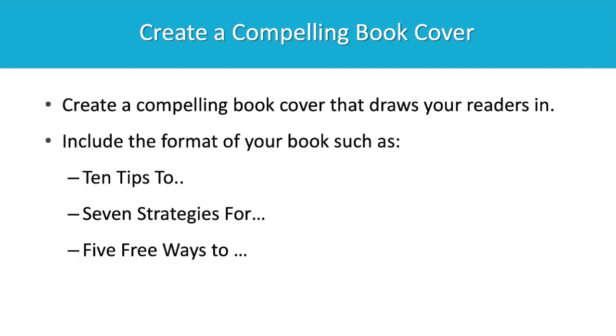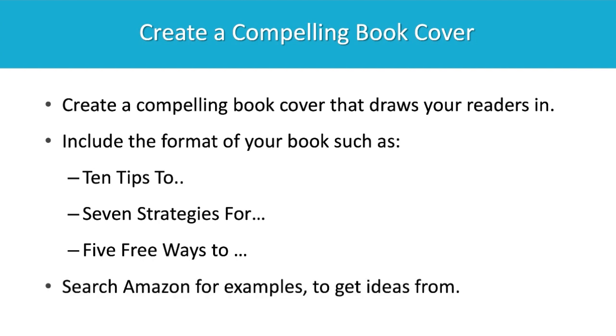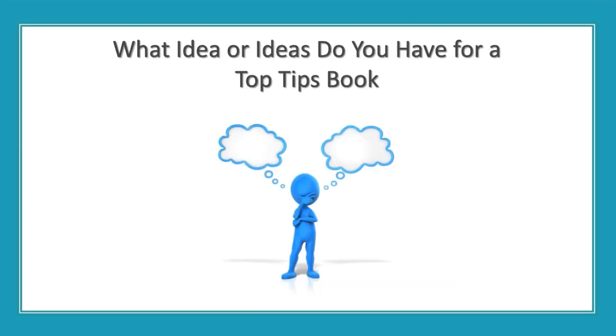So for example, you can include the format of your book in the title, such as 10 Tips To, or 7 Strategies For, or 5 Free Ways To. And that is what's going to catch people's eyes and draw them in. And then search Amazon for examples. You can type in the above 3 bullet points into Amazon one at a time and search Amazon to get even more ideas. So what idea or ideas do you have for a top tips book?